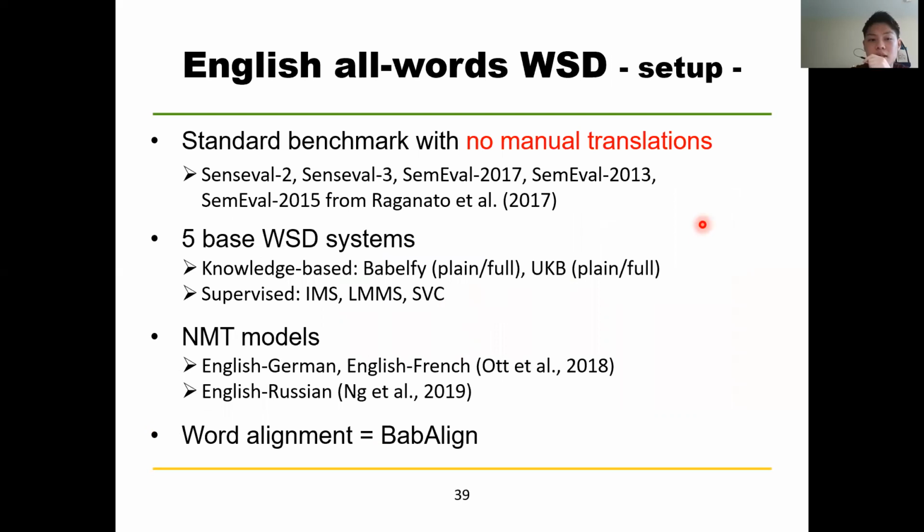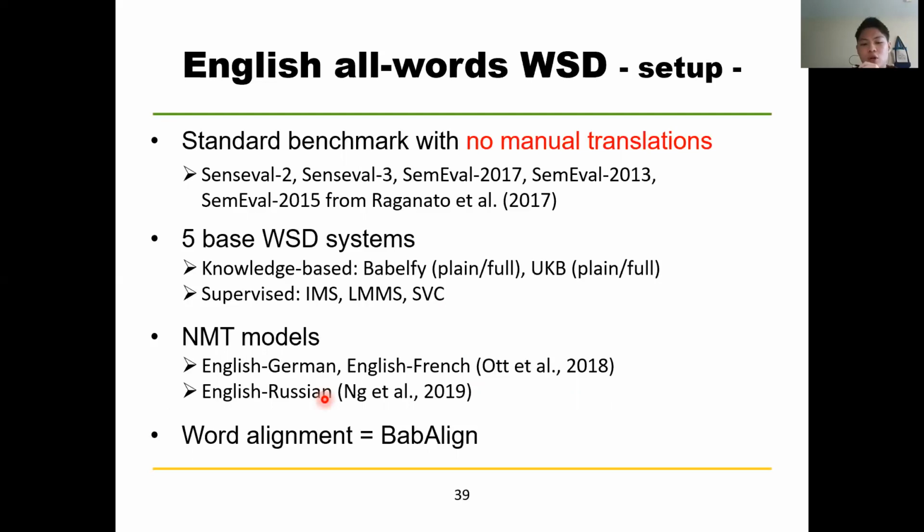So the next set of experiments are English all-words WSD using standard benchmark datasets with no manual translation. We employ 5 datasets from the evaluation framework, and we test on 2 knowledge-based systems and 3 supervised systems. And since those standard benchmark datasets don't have manual translations, we have to automatically translate those sentences to get translations. So we employ state-of-the-art neural machine translation models, especially pre-trained English-German, English-French, and English-Russian models.